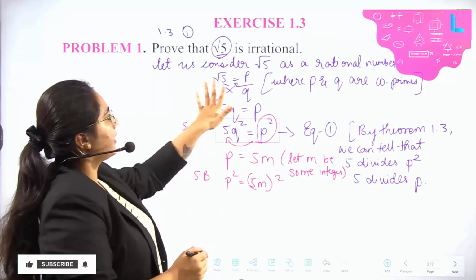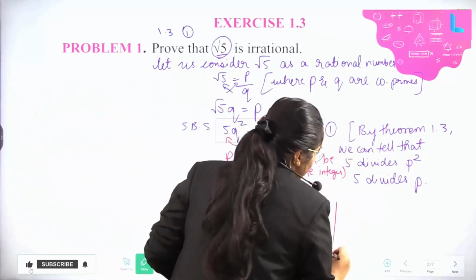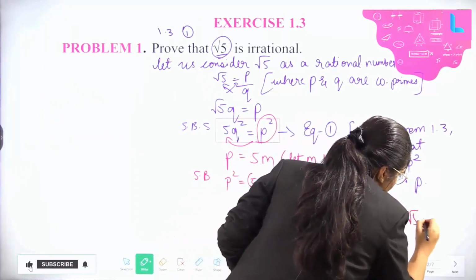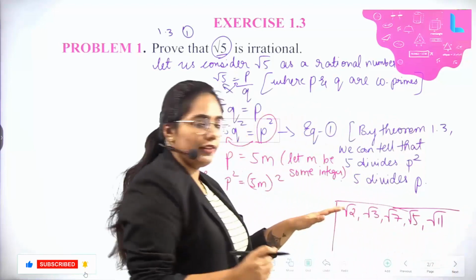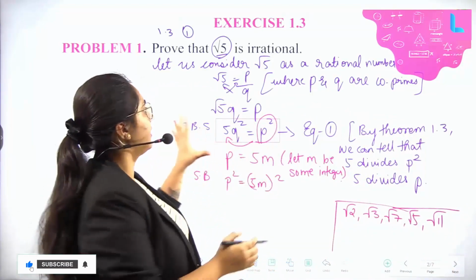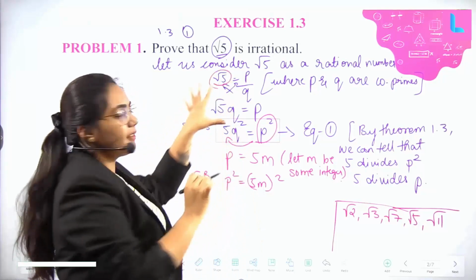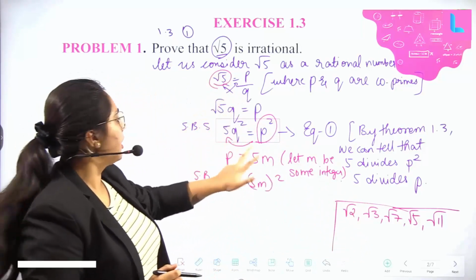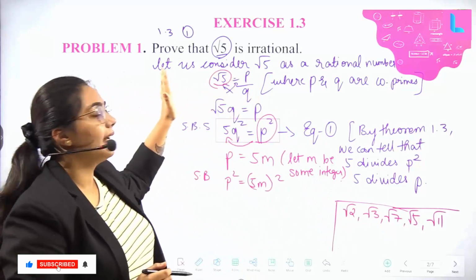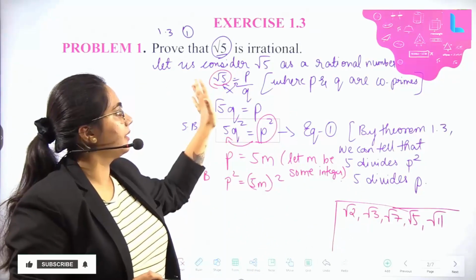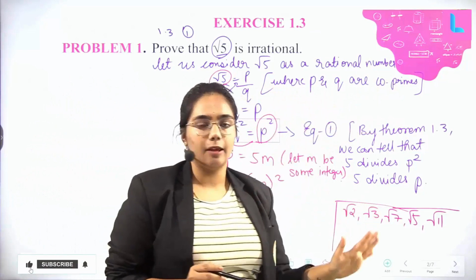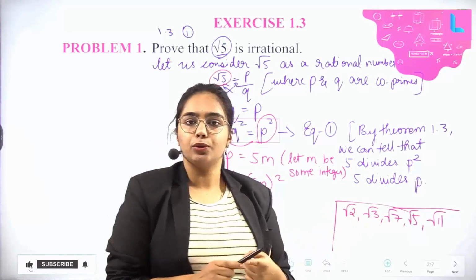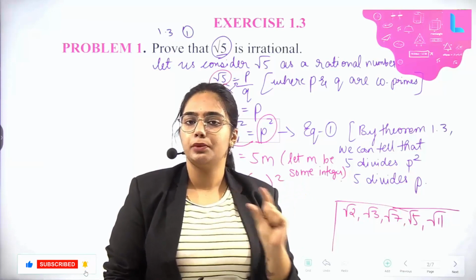If you can see, only the number has been changed in the question. Root 2, root 3, root 7, root 5, root 11. For every prime number, the solution will be the same. It is just that wherever you have 5, you have to replace it with the other number. So if you are given root 2, you replace it with root 2. If you have root 3, you replace it with root 3. Every step, even the statement that p and q are coprimes, remains the same. For this whole exercise 1.3, keep in mind that we already know that root 2, root 3, root 5, all these are irrational. We have proved that already.